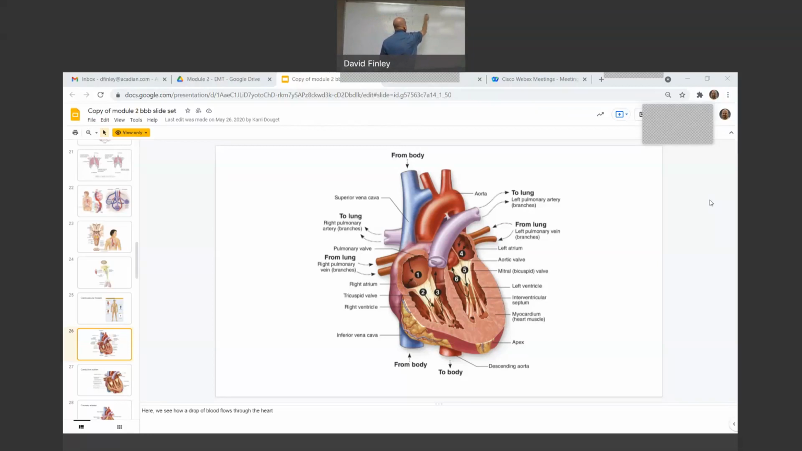We're coming from this lung also, just not drawing all that stuff on there. Arrows. We're heading here. Now we're in the left atrium. We're going to pass through another valve. This one is the bicuspid, or mitral valve.